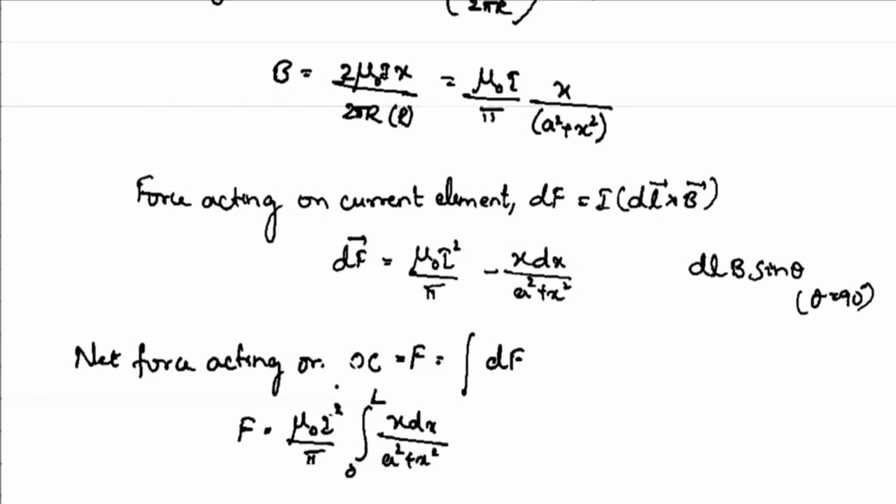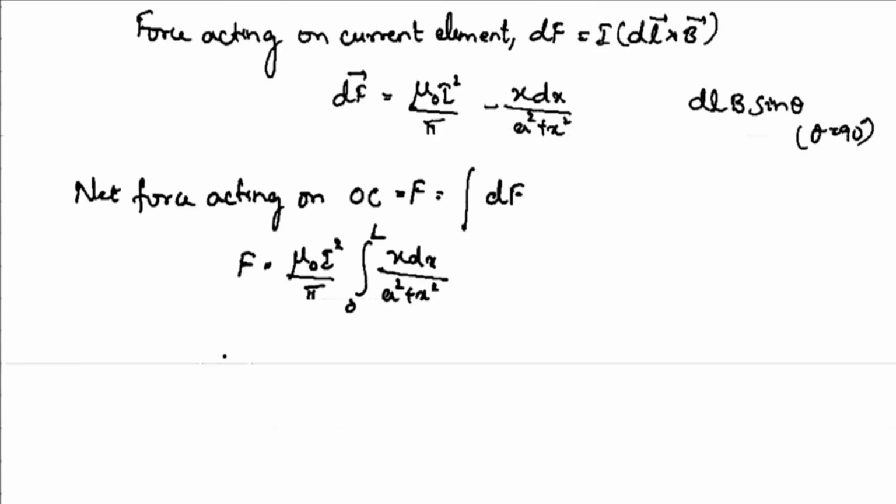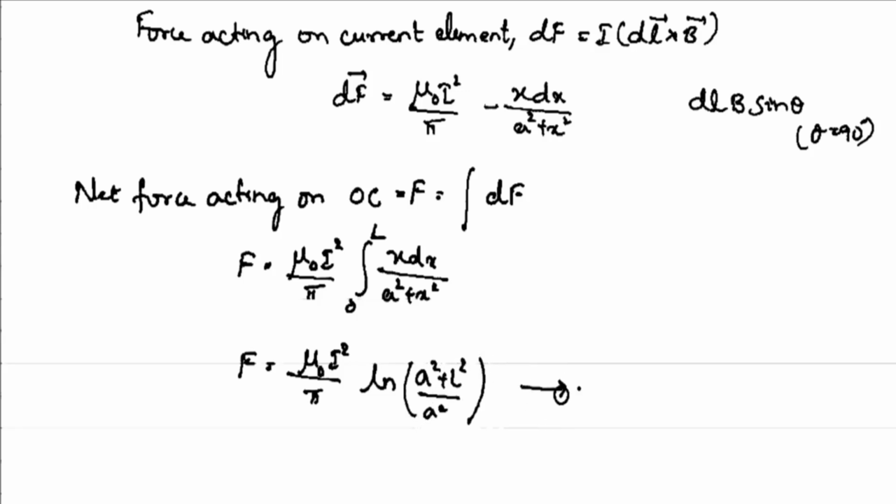And when you are simplifying it, you will get the value for F as mu naught I square by pi into the integral value, which comes out to be ln of a square plus L square divided by a square, and this force will be acting along z direction. Okay, this is the force acting on the wire.